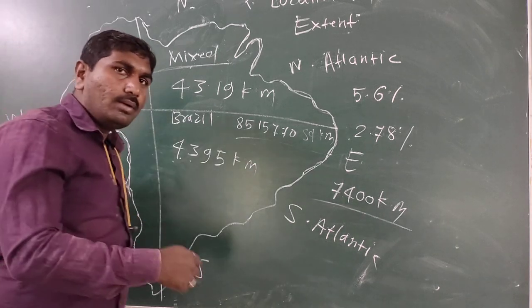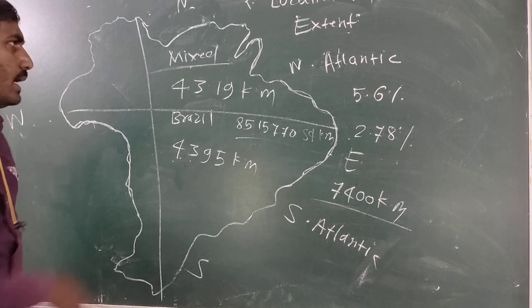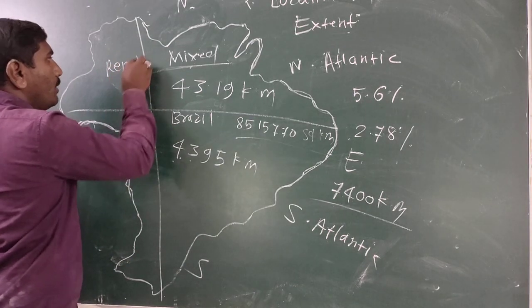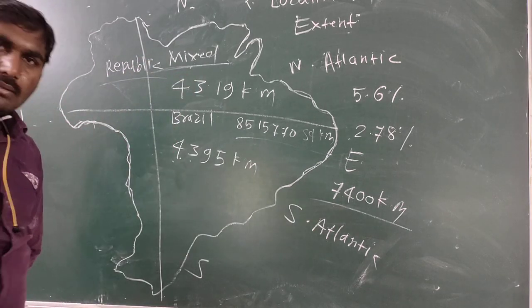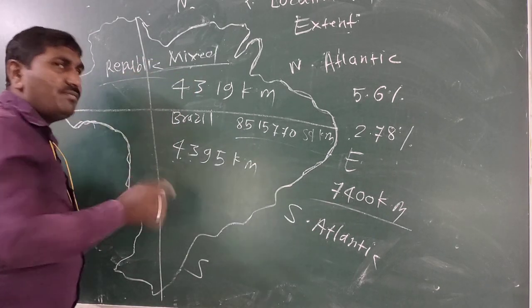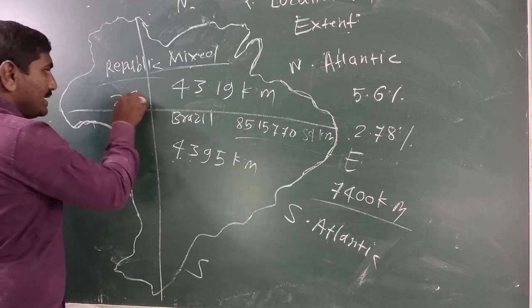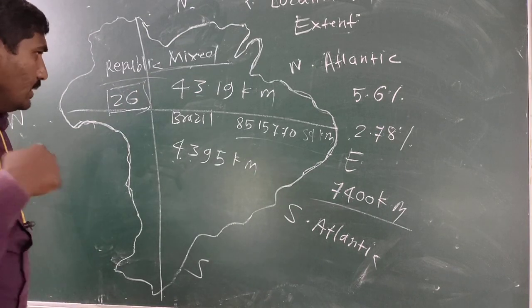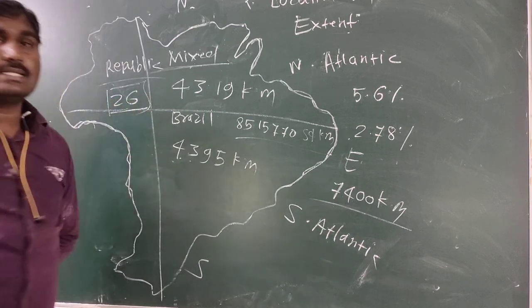Now we will think about government. Which type of government can we see in Brazil? Republic type of government. Here in Brazil we can also see a federal structure, a federal type of system. Here 26 states are there, and in India we have 28 states, but in Brazil 26 states are there.